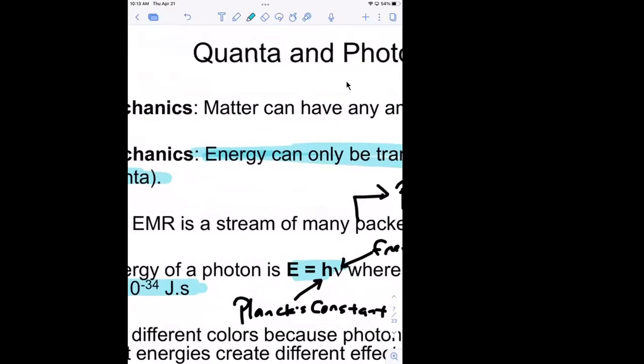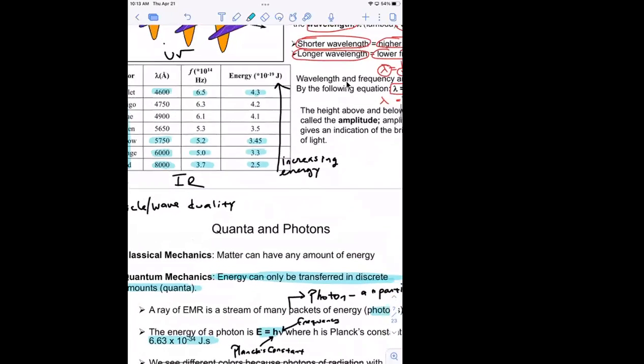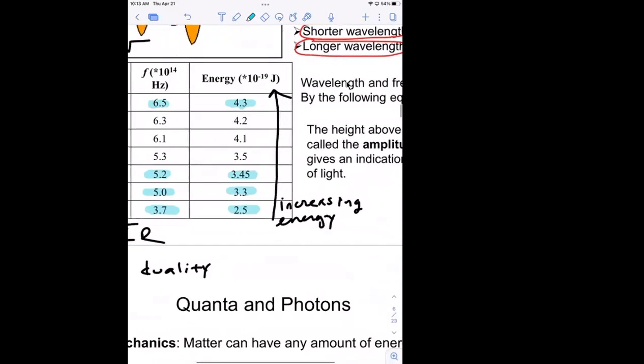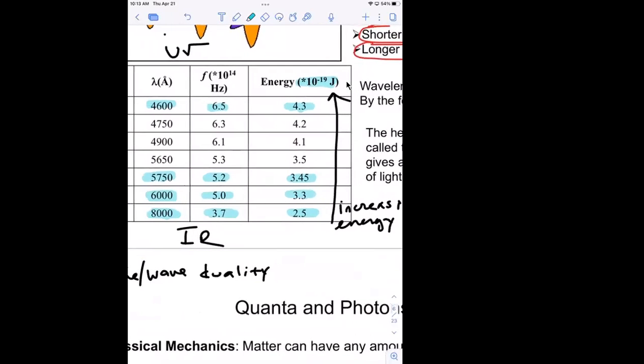So when you look at the table, you can see that these numbers are in joules, right? You see it's 10 to the minus 19 joules, and then you see right here the frequency is 10 to the 14th hertz.